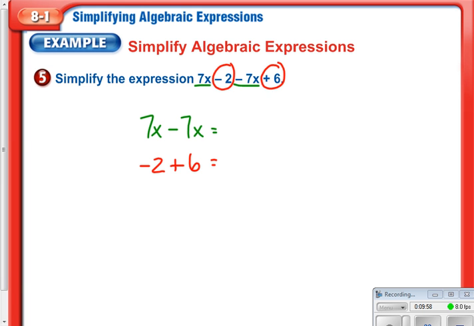7 take away 7 is going to give us 0. So 7x take away 7x is 0. Down below I have negative 2 plus 6. Well, negative 2 plus 6 is 4. When I put them together, I wind up with 4. Again, I don't need to put the plus 0 in there for that term because when you add 0, you don't gain anything. So my answer in 5 is 4.